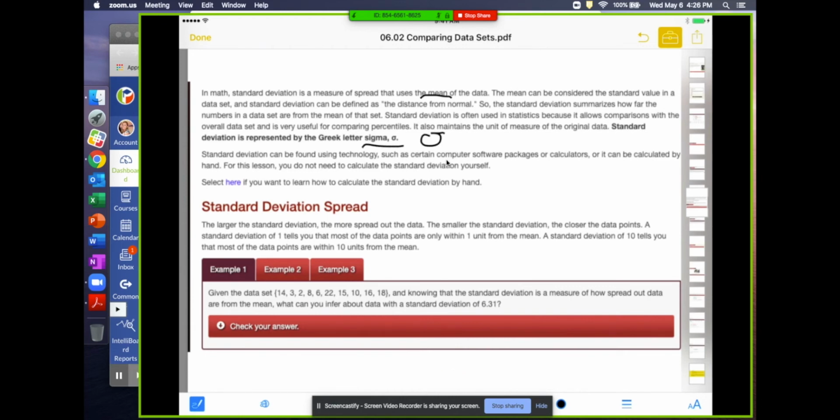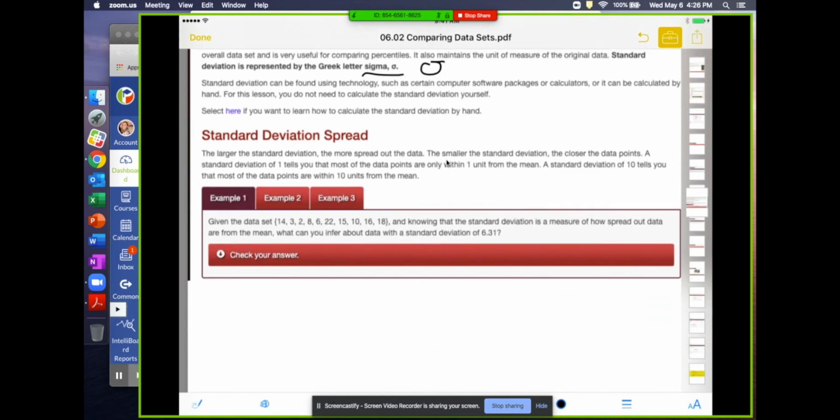You can see that little kind of O with a little flick at the top. Standard deviation can be found using technology. If you have it, we're not going to need to know how to calculate that by hand, but you can definitely click that link if you need to.